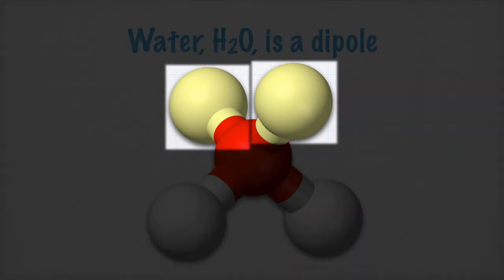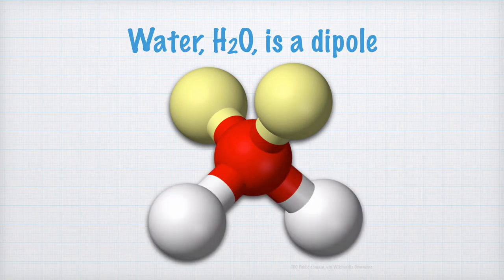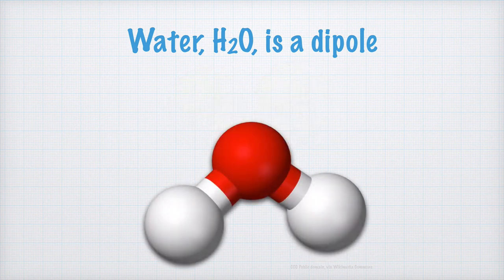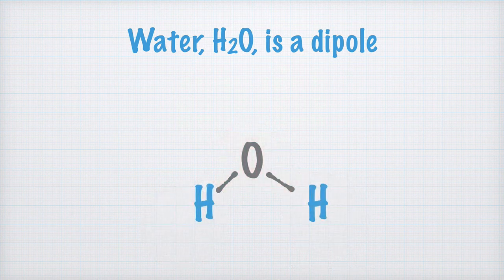The 2 yellow balls here represent the 2 free electron pairs. And if we remove them, we see that the water molecule itself becomes bent in this way. We can write the water molecule's structural formula like this.